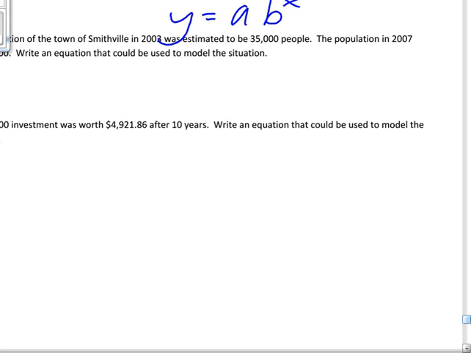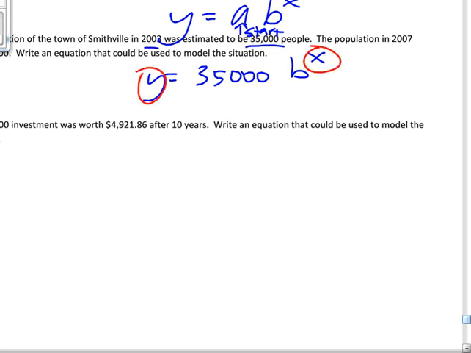Y equals a b to the x. If you haven't got this one mastered yet, please write it down and write that this one's the start value, and that's what you always start with. So here, in 2003 it was 35,000 people. That's your start value. So y equals 35,000, and then it's b to the x. Now I got to figure out b. To figure out b, I need to know x and y. That's a point. Something comma something.